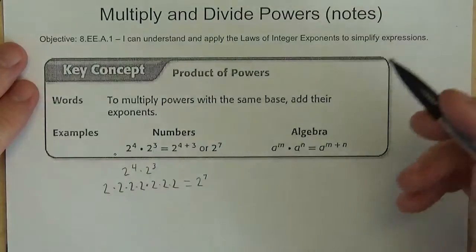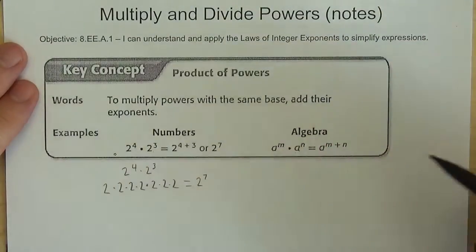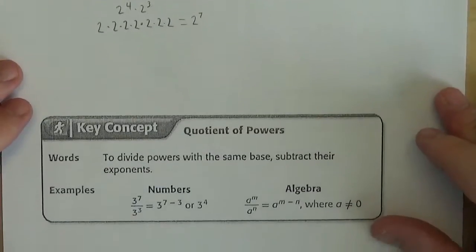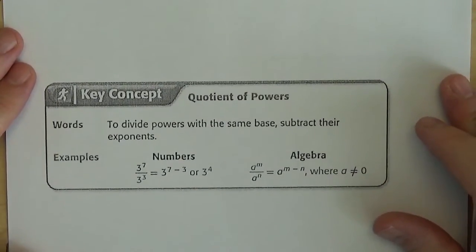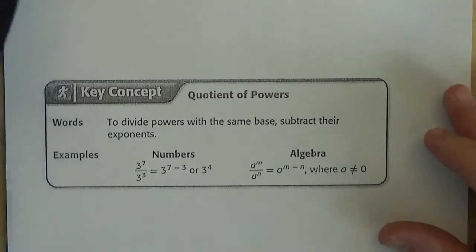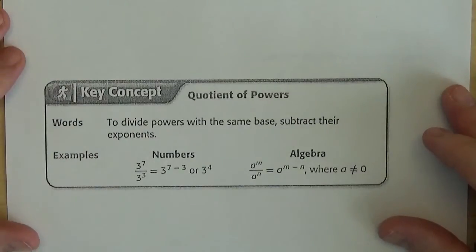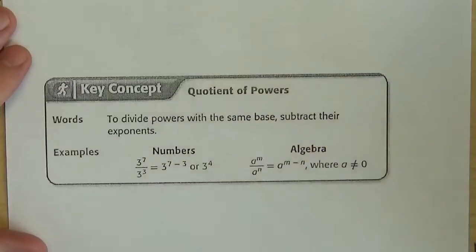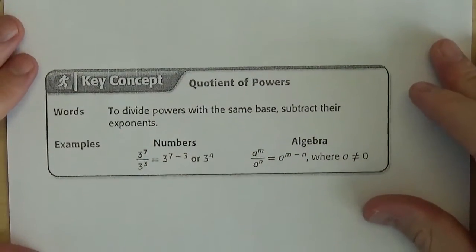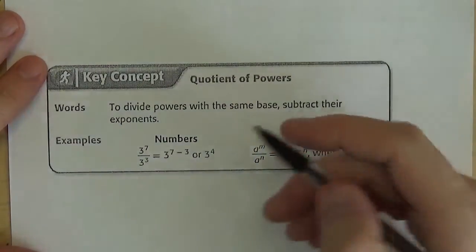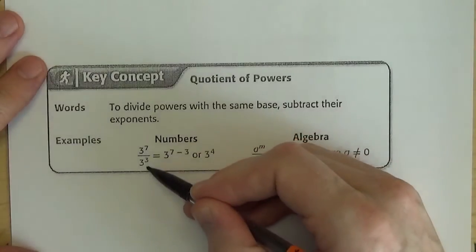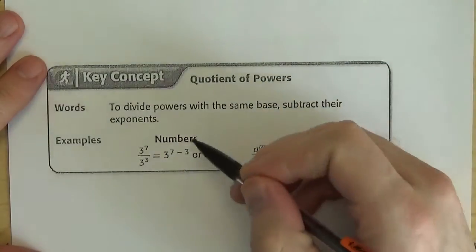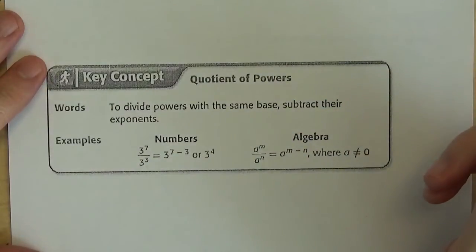Now that only works, again, when they have the same base. Okay? So let's take a look at the next key concept here, which is called the quotient of powers. Quotient is the answer, of course, as you know, to a division problem. So this is about dividing. To divide powers with the same base, we're going to subtract the exponents. So let's take a look at this. We have 3 to the 7th divided by 3 to the 3rd. All you've got to do is keep the base the same, and you subtract those exponents.